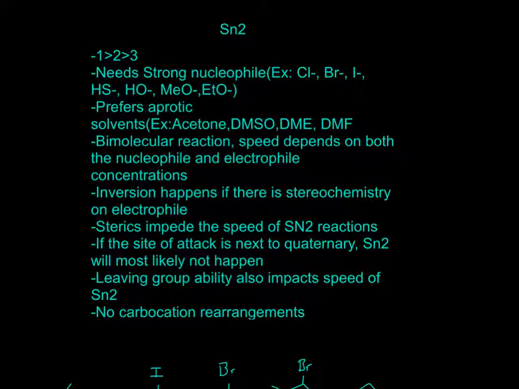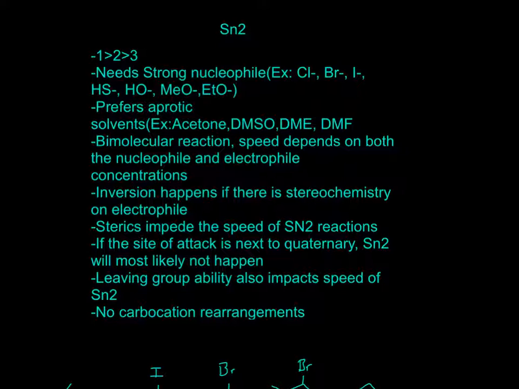A key thing that a lot of people forget, and it's a very common mistake, is inversion. So when the nucleophile attacks, and if that carbon has stereochemistry, it will actually flip, because SN2 is a back-attacking reaction. So it attacks from behind, and therefore the stereochemistry will change.